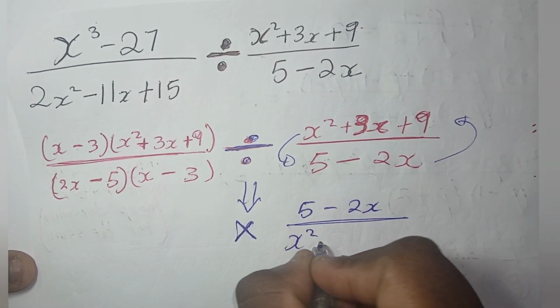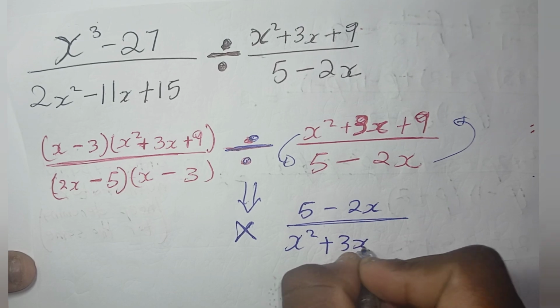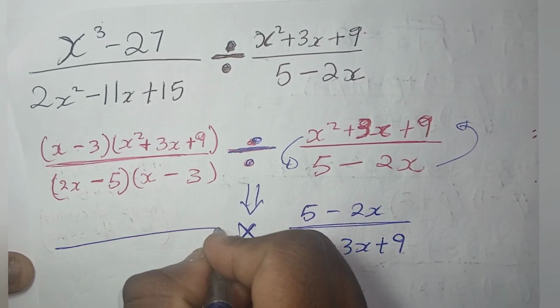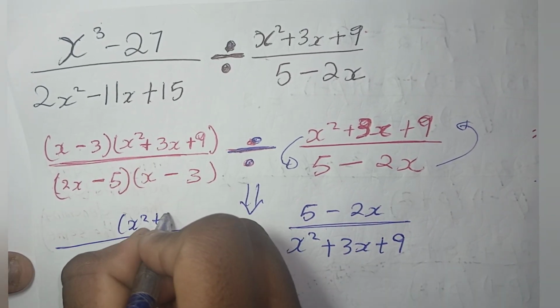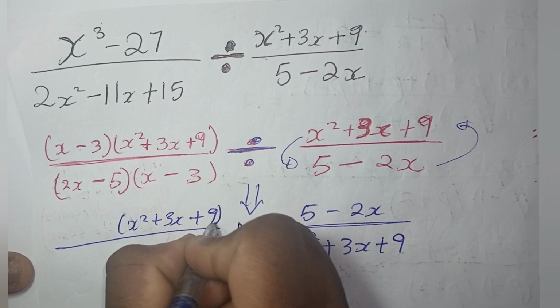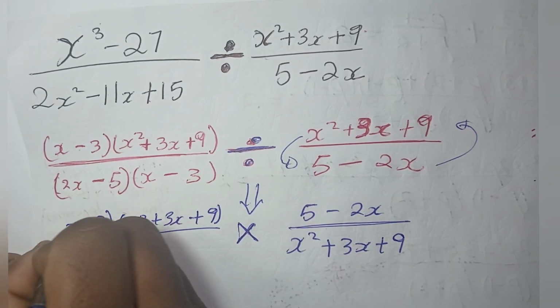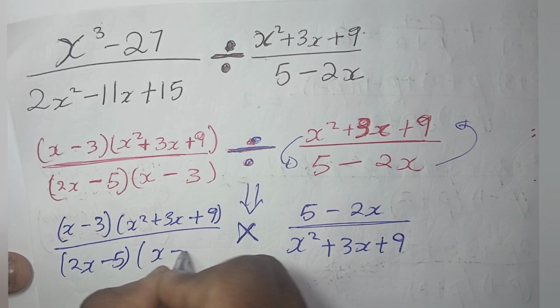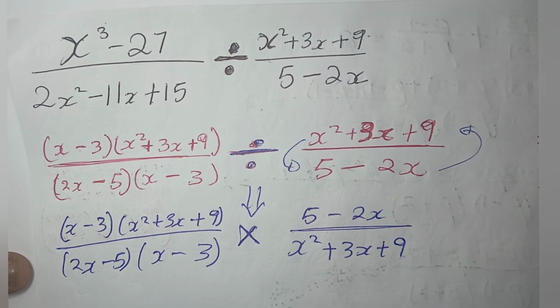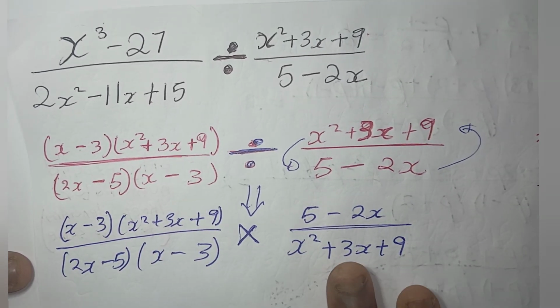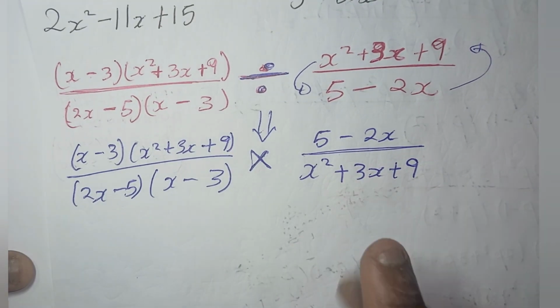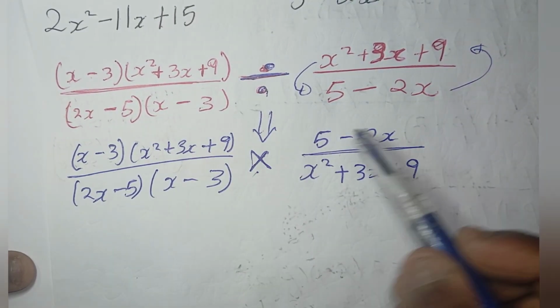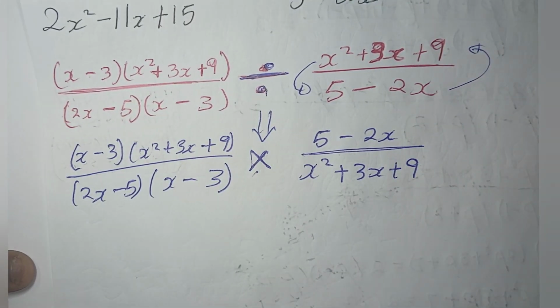Here it becomes x2 plus 3x plus 9, and here we've got x2 plus 3x plus 9. It's x3. Here it's 2x, 5x plus 3. Do you see this thing? Yeah. So now you have changed the division into multiply, and this thing is just reciprocated.